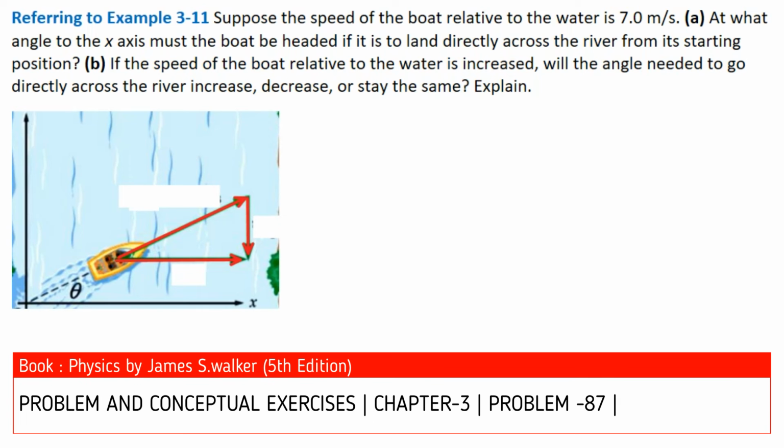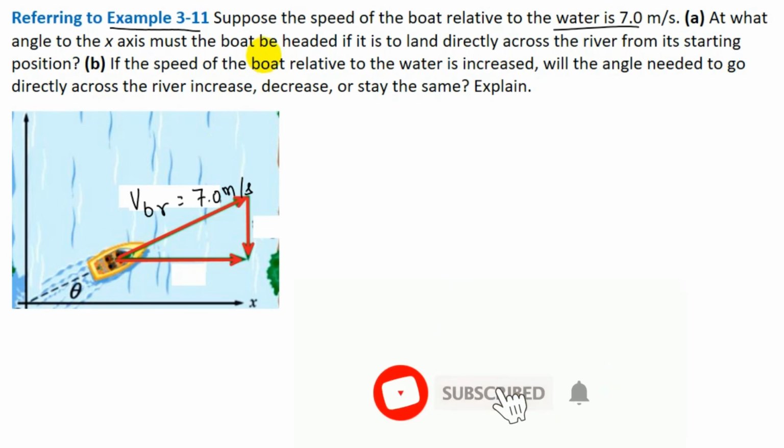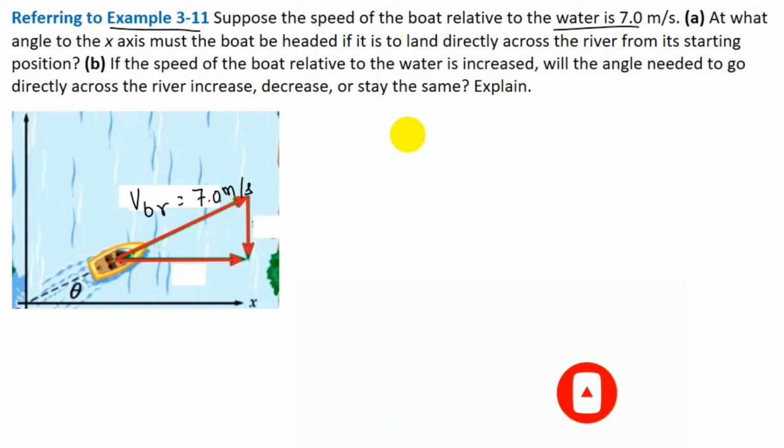Now in this question we have to refer to example 3-11 to solve this problem, and we have discussed this example in our previous videos, so do click on the bell icon to see that example. Now in this question what we are given is the speed of boat relative to water, which is 7.0 meter per second. Next it says, at what angle to the x-axis must the boat be headed if it is to land directly across the river from the starting position.